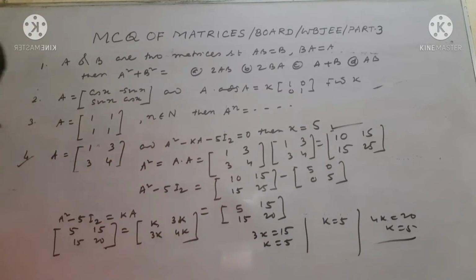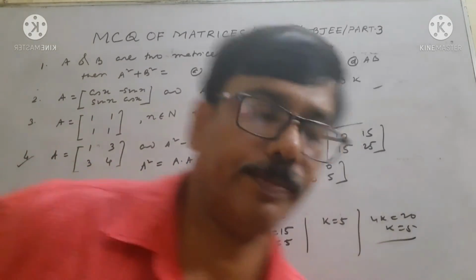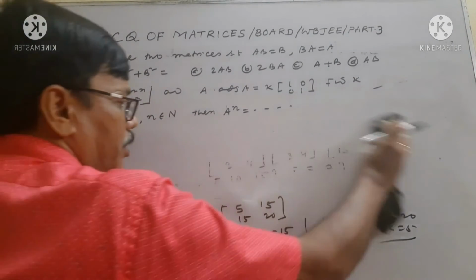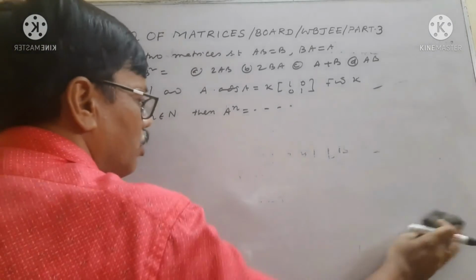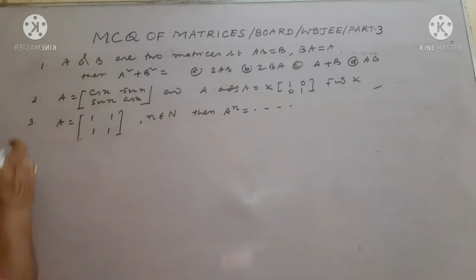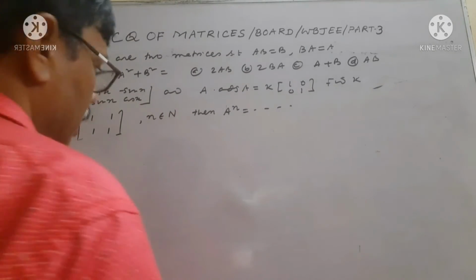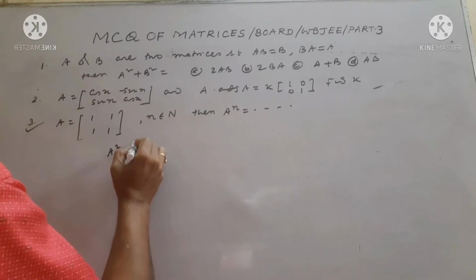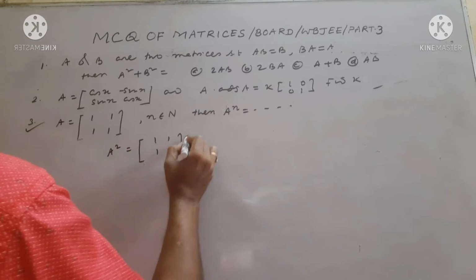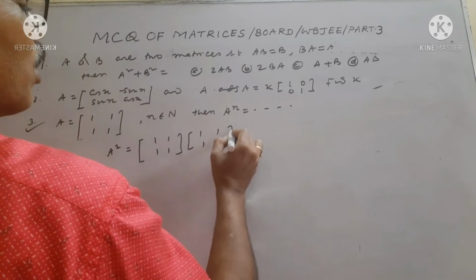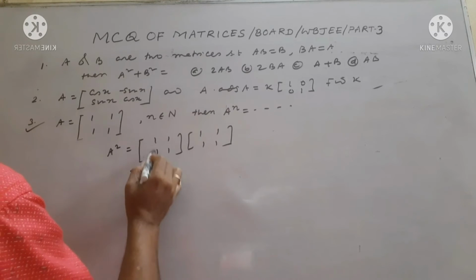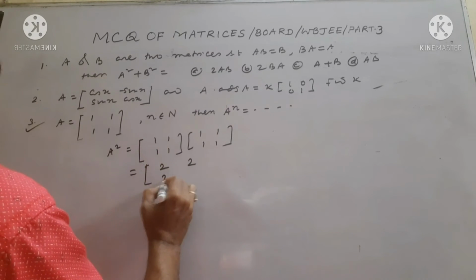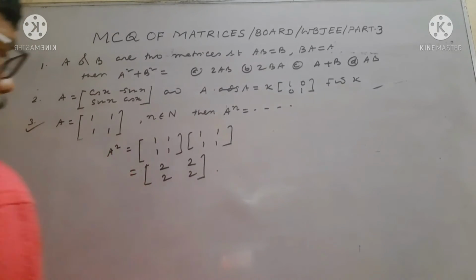So this is problem number 4. So only operations of matrix. Now this one is also an operation of matrix. A is this. So what is A square? 1 1 1 1 times 1 1 1 1. So 1 plus 1 is 2, this is 2, this is 2, this is 2. A square.